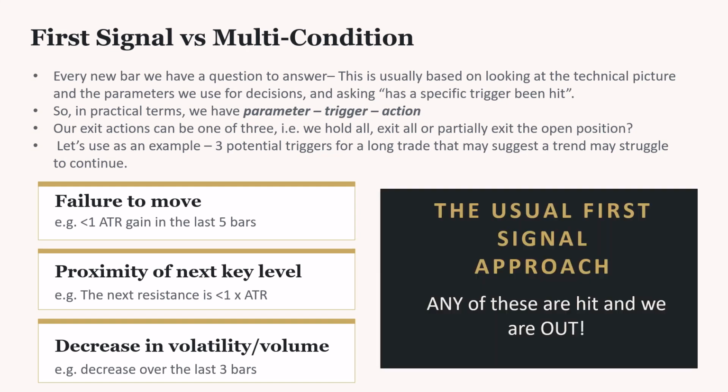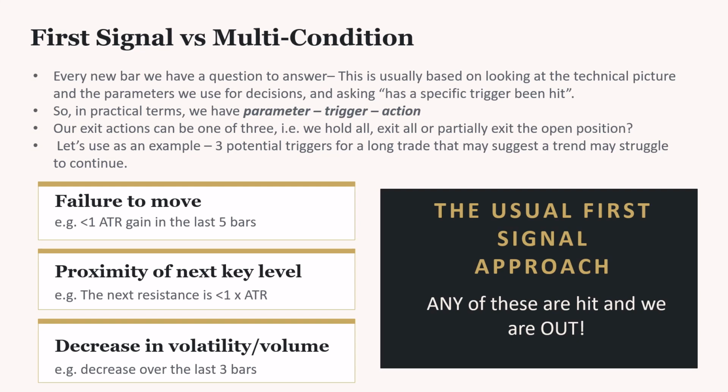So what tends to happen is we adopt a usual first signal approach. So any of these, and whatever parameters we use, any of these are hit and we are out. So that's what we mean by a first signal exit. So we may have three parameters we're looking at, but whichever one is triggered first, that results in exit.